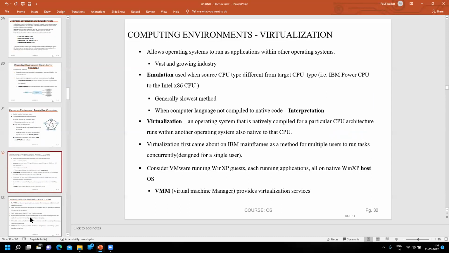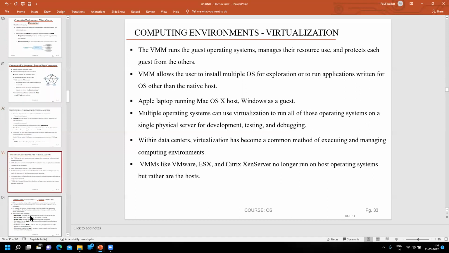The next technology is virtualization, where an operating system which is compiled for a particular CPU architecture resides with another operating system. The best example for virtualization technology is VMware. We can run both applications, one as a guest, another as a host. VMM, that is Virtual Machine Manager, provides the virtualization services to different types of users. The VMM can run the operating system, manage the resources, and protect them, and it provides access to other resources.